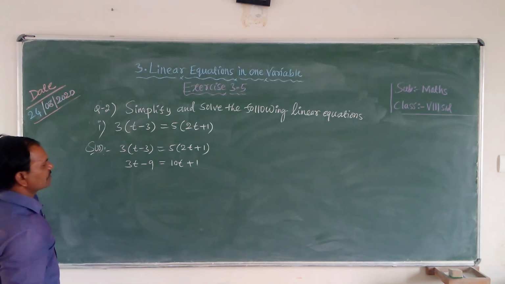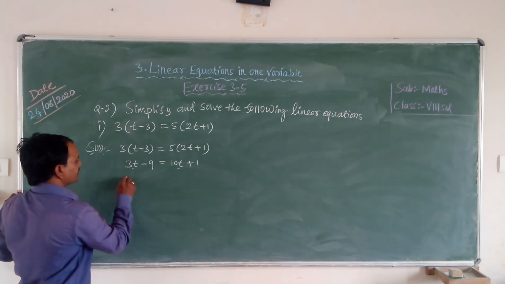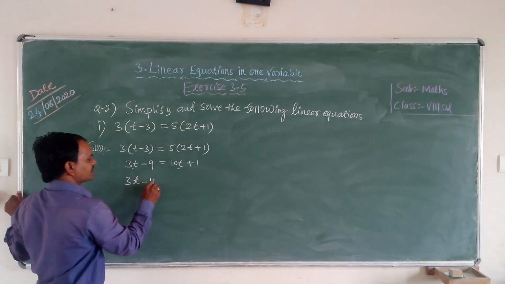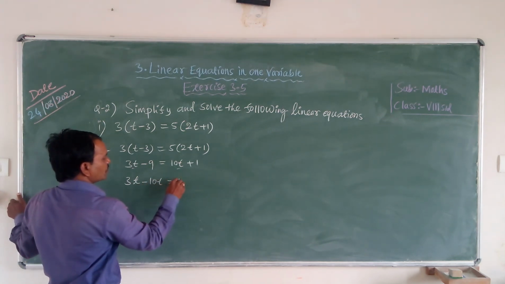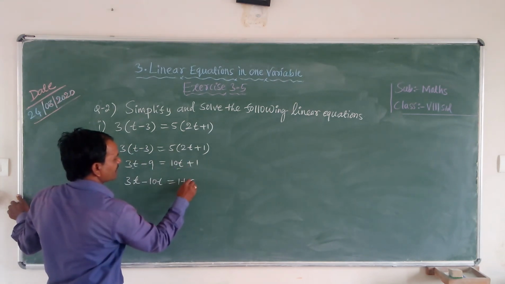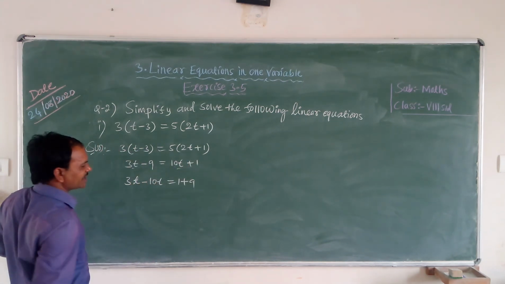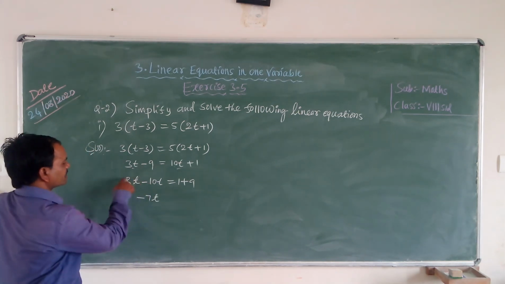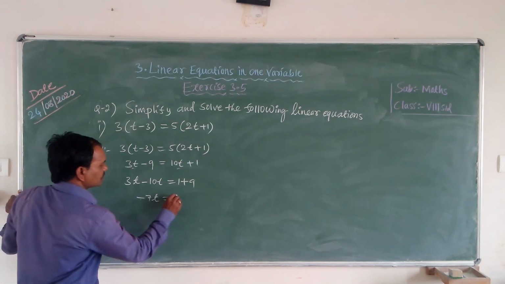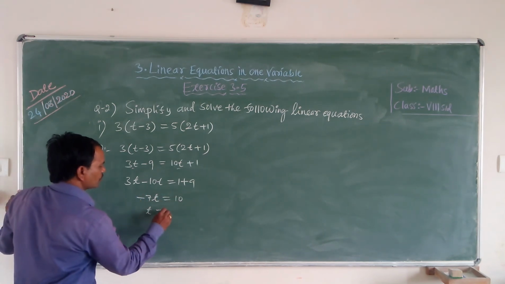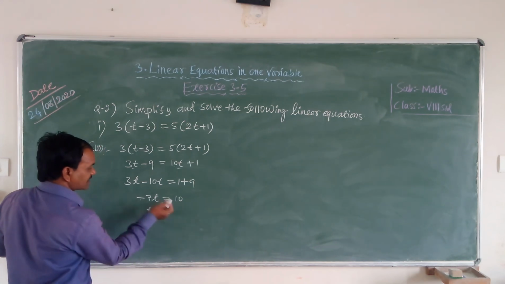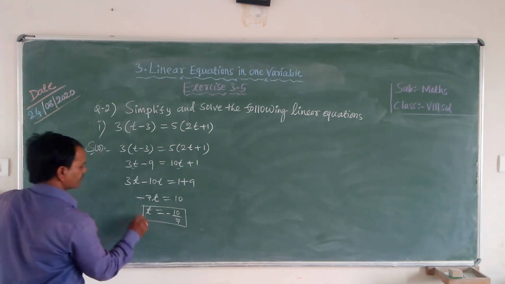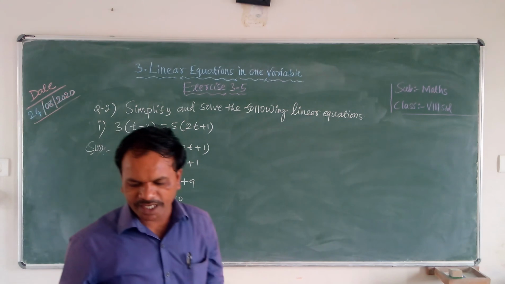Again solve the equation. Now what you are doing? Here also t is there, here also t is there. 3t plus 10t, transfer to the other side, minus 10t. So is equal to 1 minus 9. Transfer to the other side, plus 9. So 3t minus 10t is minus 7t, because the greater number's sign is minus. 10 minus 3 is 7. So minus 7t is equal to 10. So t is equal to minus 10 divided by 7. This is the answer. t is equal to minus 10 by 7.